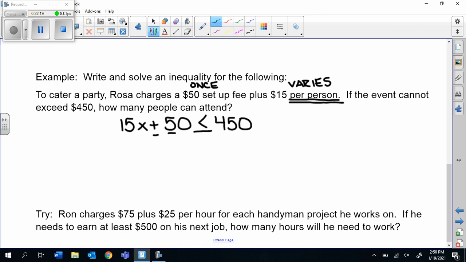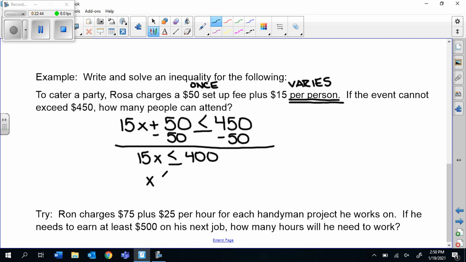So solve the inequality. Subtract the 50. We're going to get 400. 15x is less than or equal to 400. So 400 divided by 15 has to be less than 26.67. So x is less than or equal to 26.67. You can't really have 0.67 people, and so it would need to be x is less than or equal to 26 people.